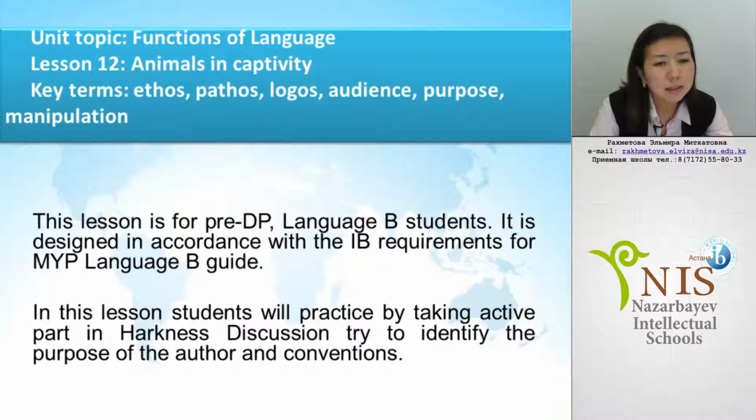So this lesson is for pre-DP language B students. It is designed in accordance with the IB requirements for the MYP language B guide. So this is for 10th grade students. In this lesson, students will practice by taking active part in a Harkness discussion and try to identify the purpose of the author and conventions. In order to take part in the discussion, they should know different things and they should be able to find different conventions that they learned.